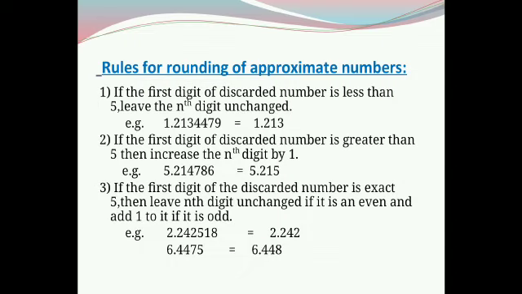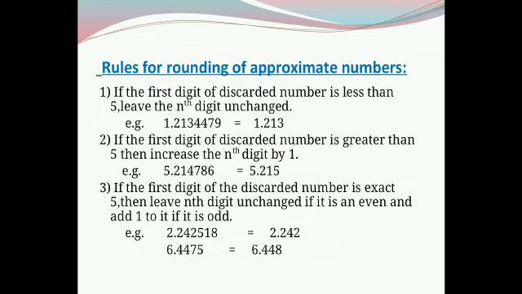Second rule is, if the first digit of the discarded number is greater than 5, then increase the nth digit by 1. Here the example is 5.214786. Here the first digit of the discarded number is 7 and it is greater than 5. Therefore, we add 1 to the nth digit, that means add 1 to 4, and therefore the final answer is 5.215.